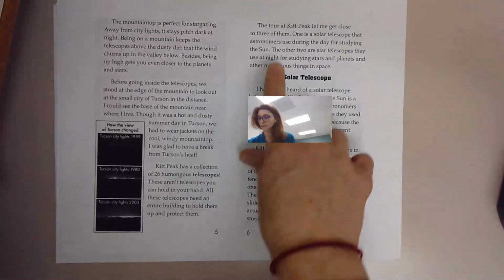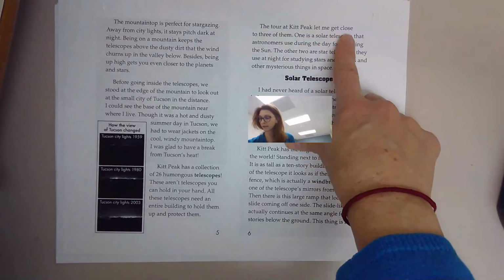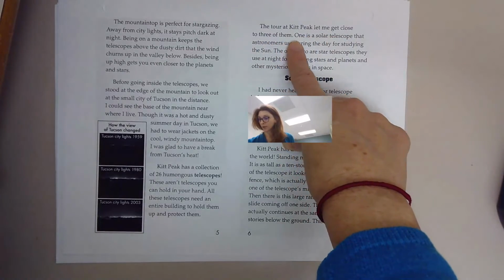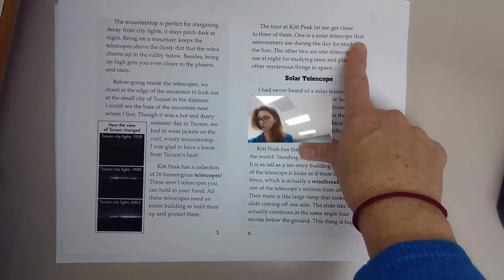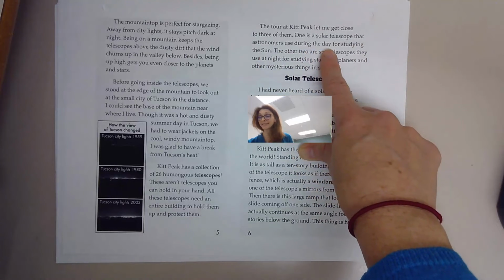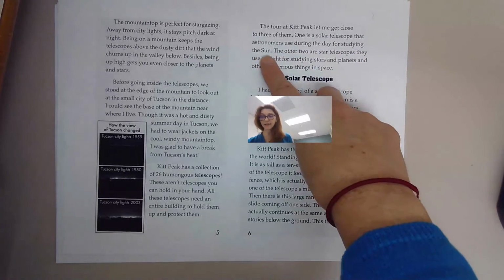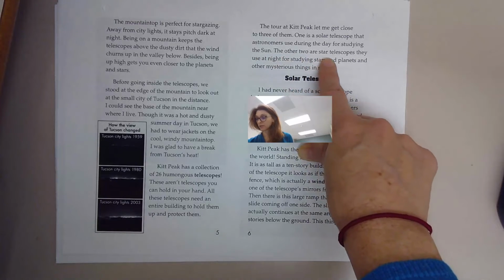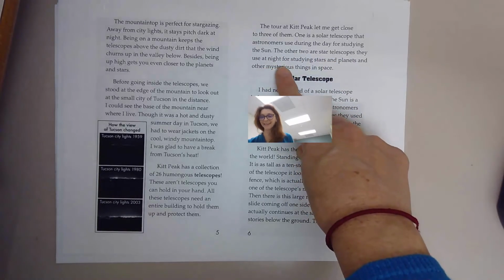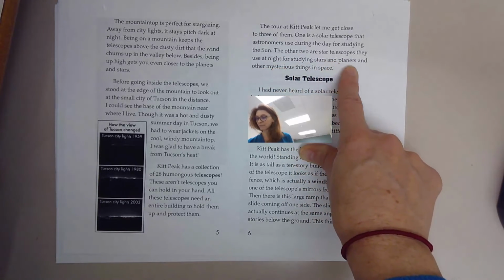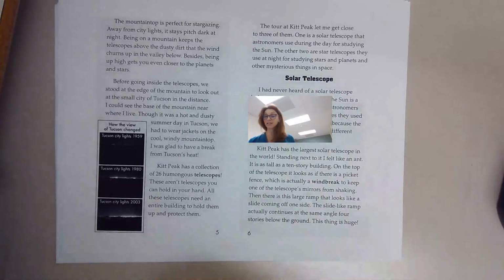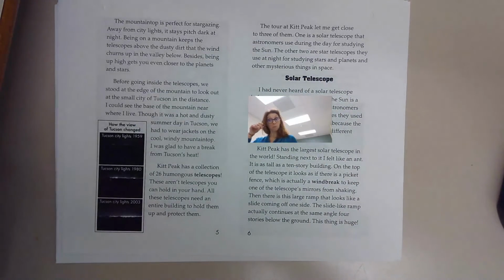The tour at Kitt Peak let me get close to 3 of them. One is a solar telescope that astronomers use during the day for studying the sun. The other two are star telescopes they use at night for studying stars and planets and other mysterious things in space. Aliens?